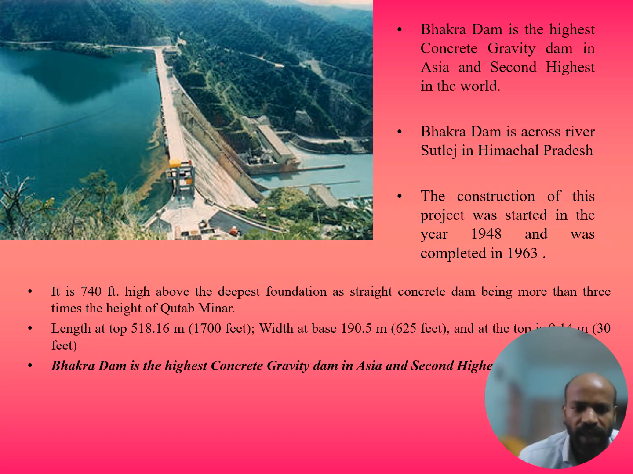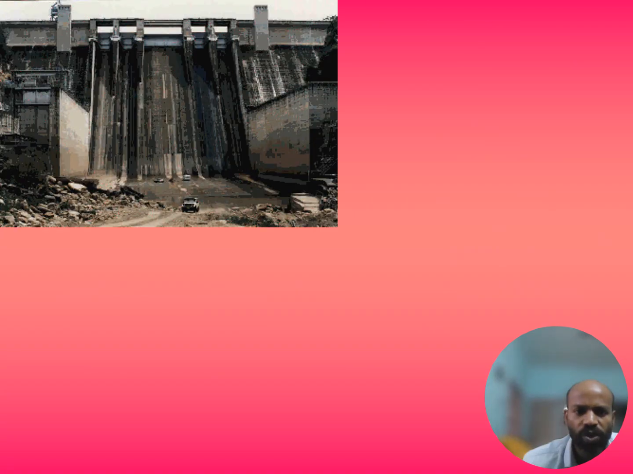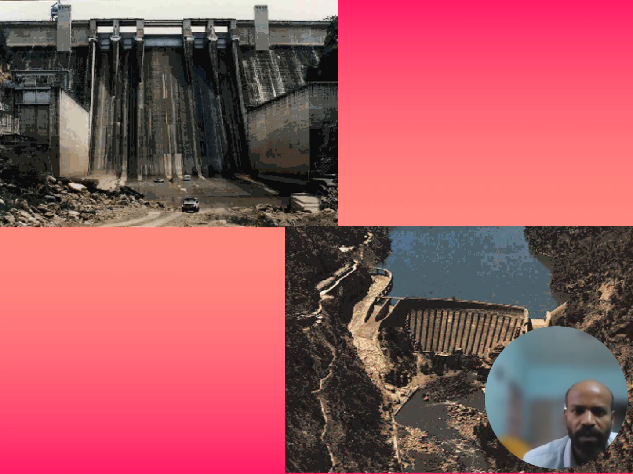The length of the Bhakra Nangal Dam is 1,700 feet, and its width at the base and top are respectively 625 feet and 30 feet. And this slide shows the side view and top view of the Bhakra Nangal Dam.